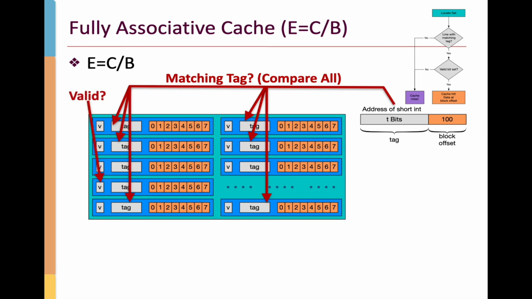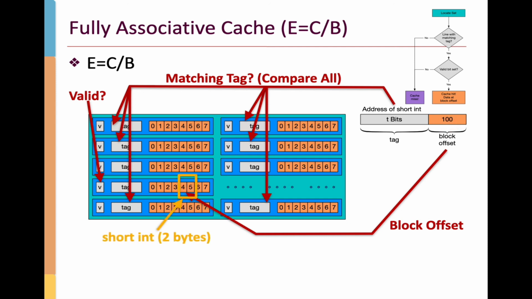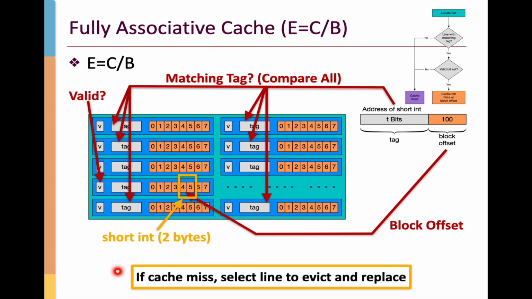If we find a matching tag that has a valid bit, then we're going to go to the block offset, which I'm showing here as 100 again, so offset number 4. And again, let's imagine we're being asked to fetch a short integer or 2 bytes. So we're going to grab those 2 bytes from the line of the cache that had the tag that matched the tag bits and that had a valid bit set, and return that up to the layer of the memory hierarchy above us. And as before, if we have a cache miss, we're going to pick some line from the cache, throw it out, and replace it with the response from the layer immediately below us in the memory hierarchy.